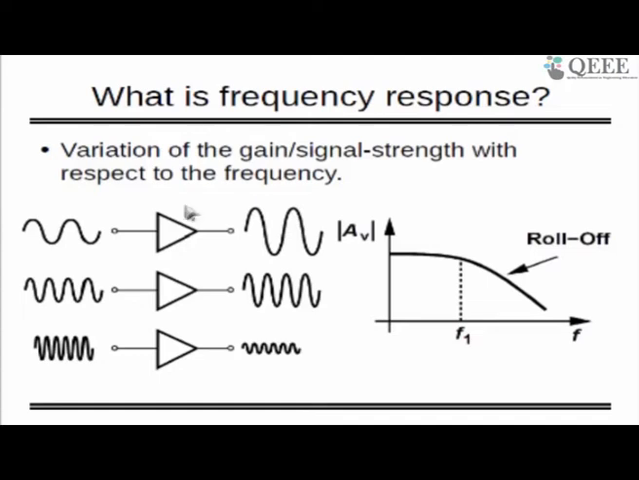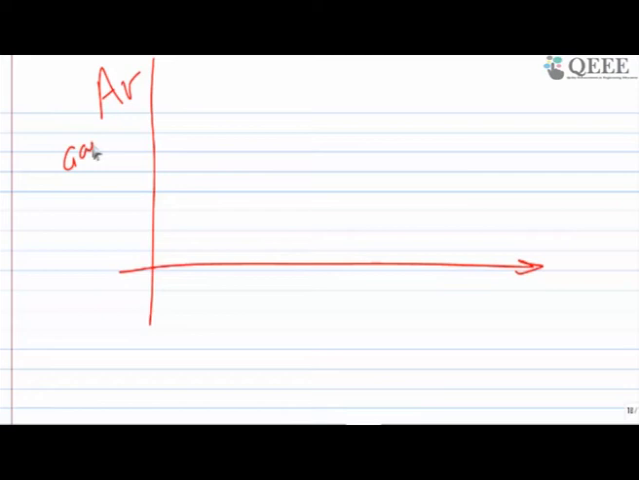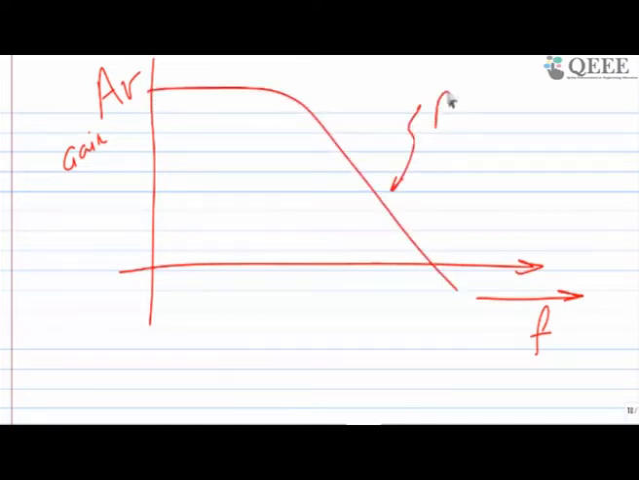There are three diagrams I have shown. In that diagram, one is giving amplification, one is giving more or less no amplification, but the frequency is changing, and the third one is giving attenuation. So in this frequency response, if Av is the gain with respect to the whole spectrum of frequency, and if this is the case, this is known as roll off.